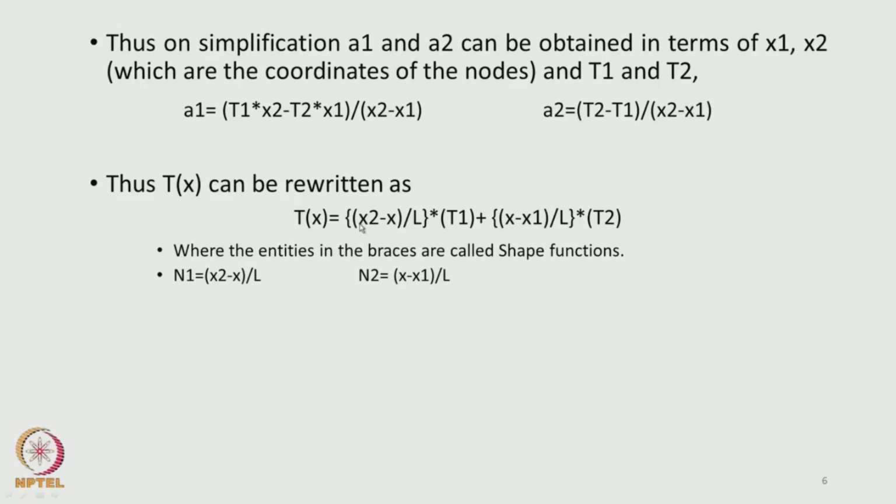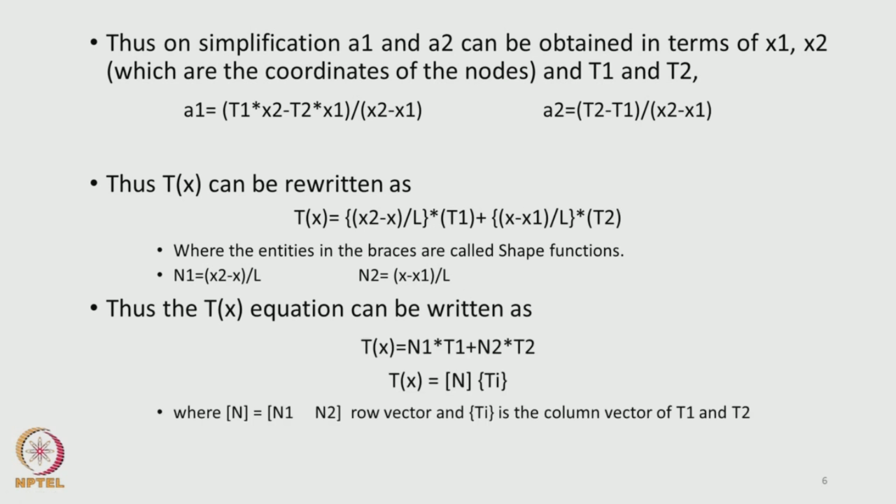So, there is a shape function corresponding to nodal value T1, there is another shape function corresponding to nodal value T2, and they are written here as (x2 minus x) by L and (x minus x1) by L. So, you can rewrite the equation again using the shape function definition. T of x is written here as N1 into T1 plus N2 into T2. We have now explained this for one element and two nodes, 1 and 2.